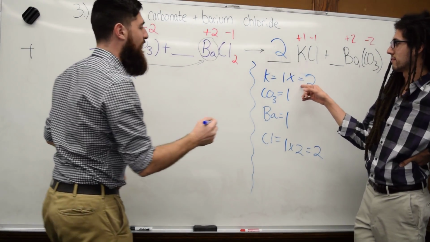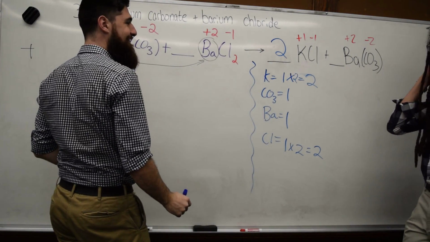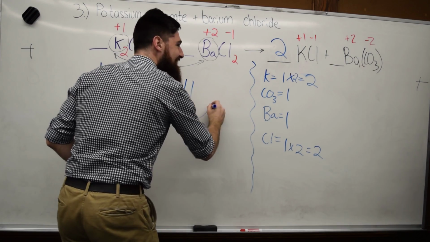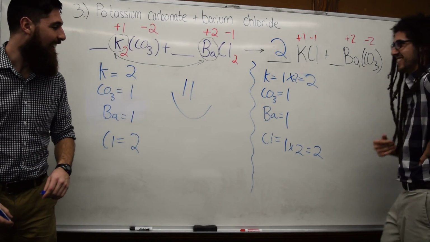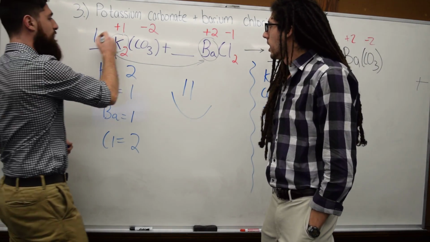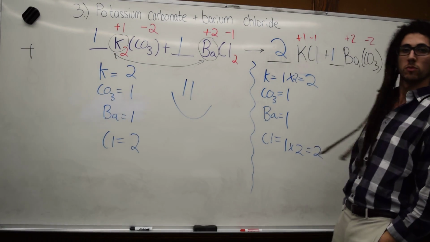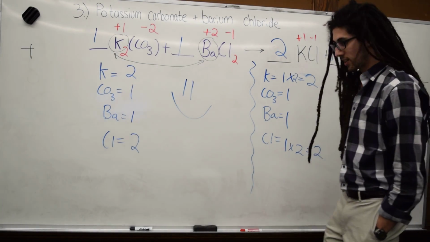2, 1, 1, 2, 2, 1, 1, 2. Did I make a mistake? Oh, I forgot to even write the number there. Look at that. Sorry. They're balanced. Yeah, double check, make sure you got it all. This is 1, 1, 2, 1. Have a great day! Go get them.